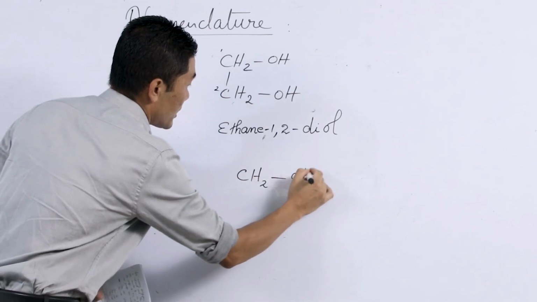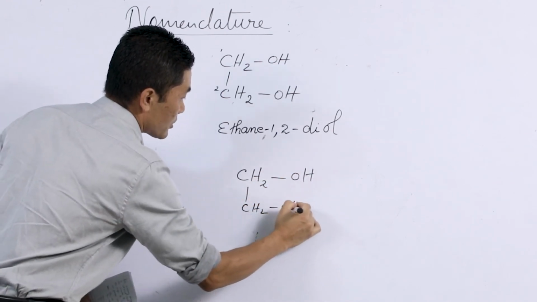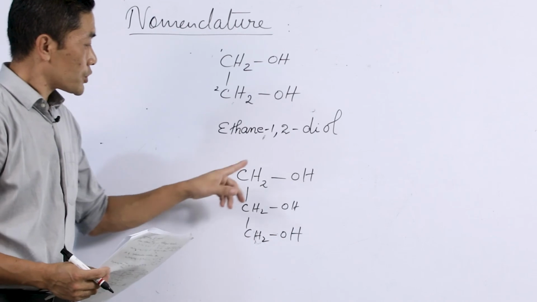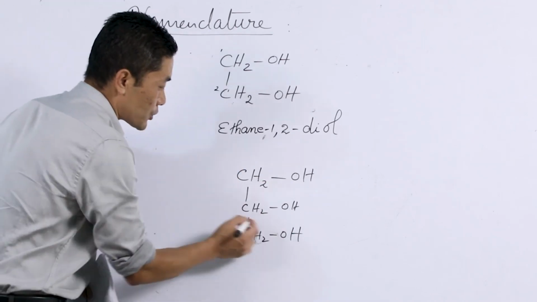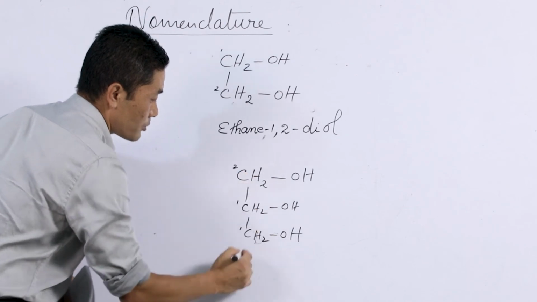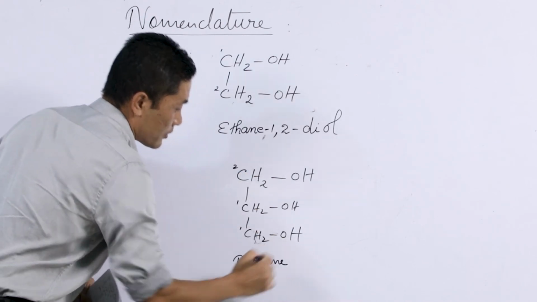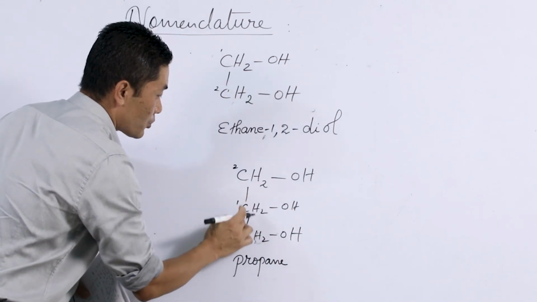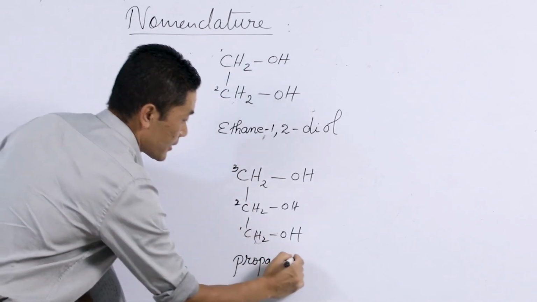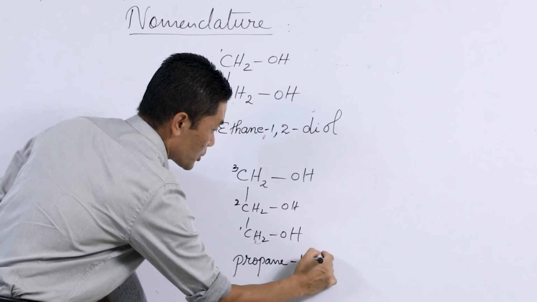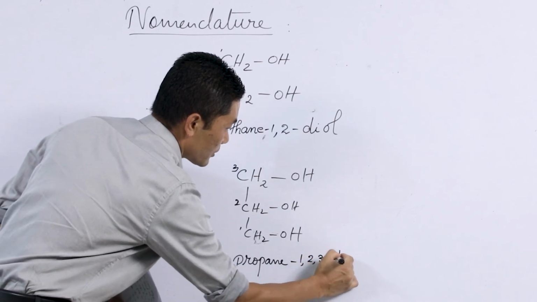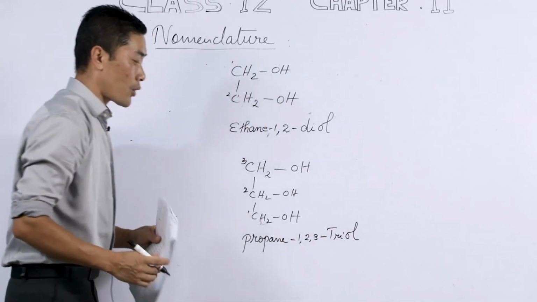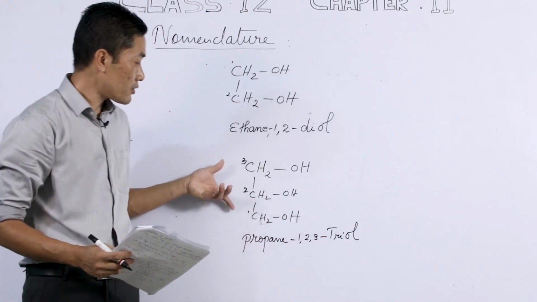Likewise, CH2OH, CH2OH, and then CH2OH. This is another alcohol. Here we have 3 OH groups and 3 carbon atoms in the main chain. So this will be a derivative of propane. So we write the name of the parent chain, propane. And then at carbon 1, 2, and 3, there are 3 OH groups. So 1, 2, 3, tri to indicate that there are 3 OH groups. And then lastly, we add the suffix OL. So propane 1, 2, 3 triol will be the name of this compound.